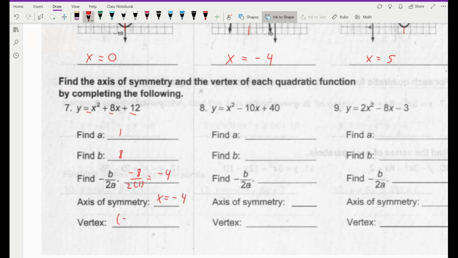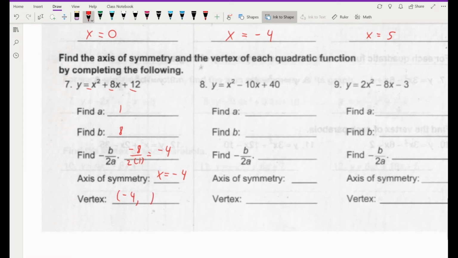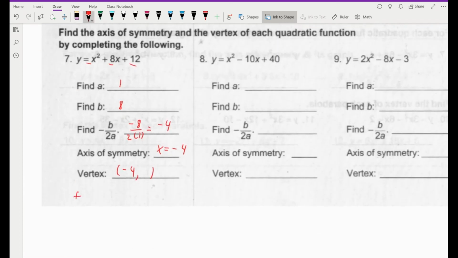Now we have to plug it in to get the other coordinate. So we're going to plug -4 back into the original function, x squared plus 8x plus 12. So it's -4 squared plus 8 times -4 plus 12. -4 squared is 16, plus 8 times -4 is -32, plus 12. 16 minus 32 is minus 16, plus 12. We get another -4.